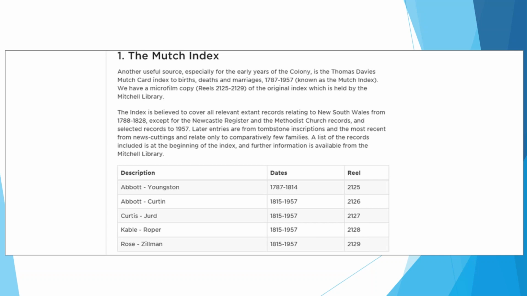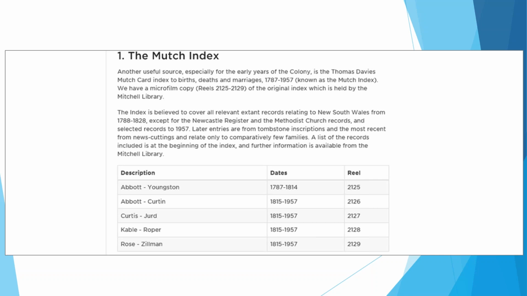Now out here at Western Sydney, we have reels 21 to 25 to 2129, which is just a copy on microfilm of the TD Much Index. Where it's useful for your research is that if any birth, death or marriage is between 1787 and the 1830s, then this is the best resource to use outside of the BDM website. So if you can't find someone on the Births, Deaths and Marriages website, try here.